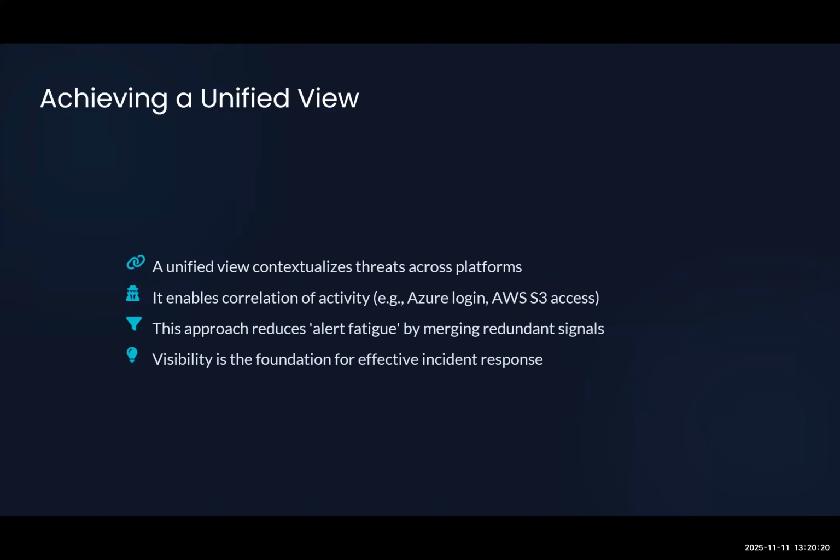Now, when I say achieving a unified view, which is what you're looking at right here, what I'm talking about is contextualizing those threats. What does that actually mean? It means we're talking about correlation of data. We don't want to put ourselves in the position where we turn on a bunch of logs that maybe weren't turned on by default. And this is where it gets a little more interesting, all right?